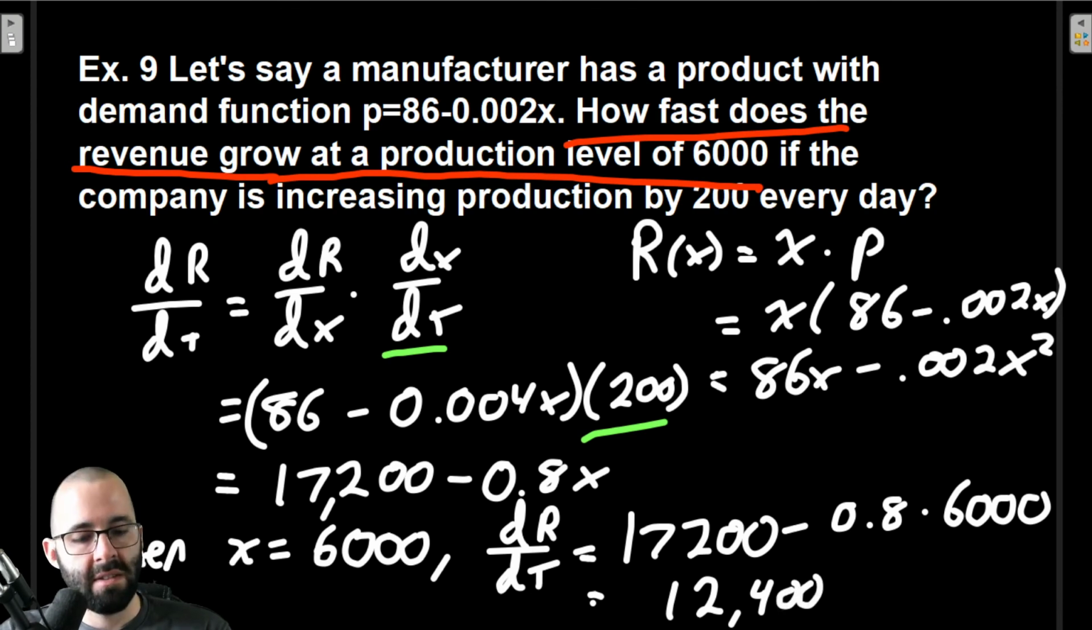And again, for units, it's always going to be, what are the units at the top? What's the units of revenue? Dollars. Divided by the units of time. Units of time is days. Days doesn't start with H. Nice try, Jason. So our revenue is growing by $12,400 every day. I like the sound of that.